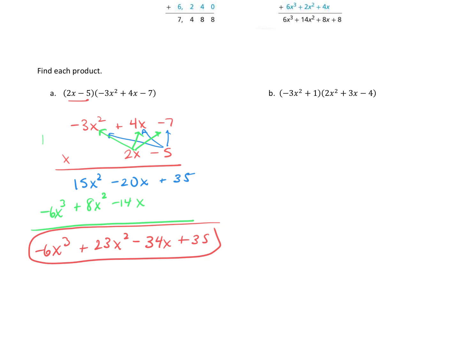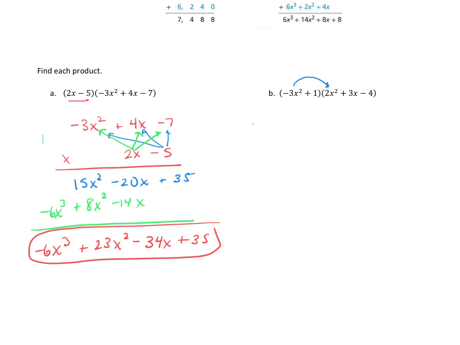All right, this last one I'm going to show you what this would look like with distributing. So we've got a binomial with two terms. This negative 3x squared is going to distribute and multiply to our trinomial, and then the positive 1 is going to distribute and multiply to the trinomial. So starting with the negative 3x squared. Negative 3x squared times 2x squared.